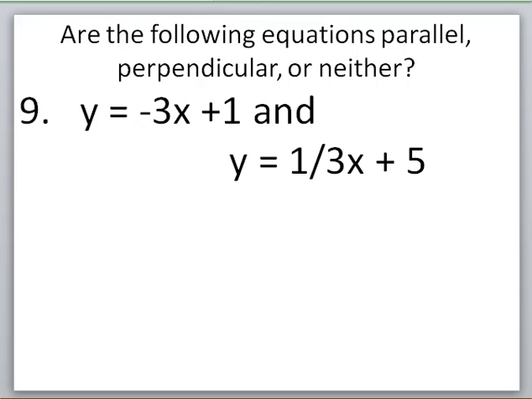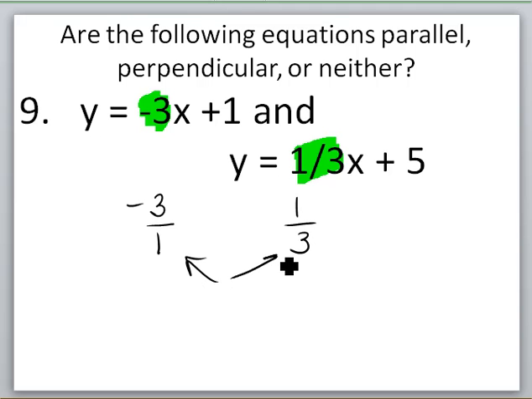The next example, we have a slope of negative 3 and a slope of 1/3. If we look at the two slopes, we'll say that this is negative 3. You could write it as a fraction as negative 3 over 1. This is a fraction of 1/3. Hopefully you can see that these are negative reciprocals of each other. They are reciprocals and they have different signs. Since they're negative reciprocals of each other, we can say that the lines are perpendicular.